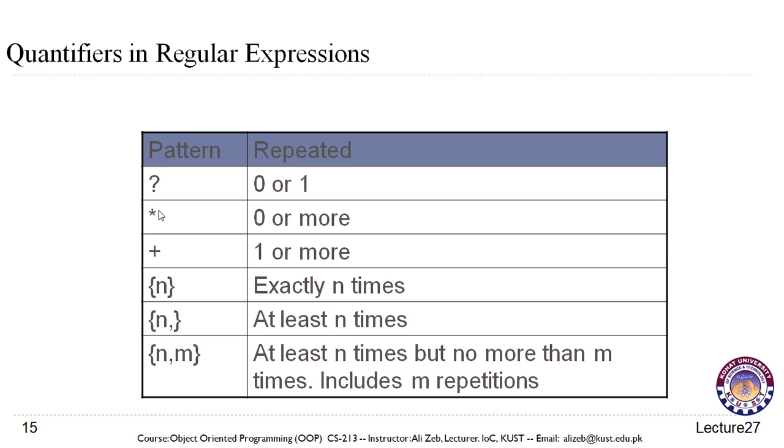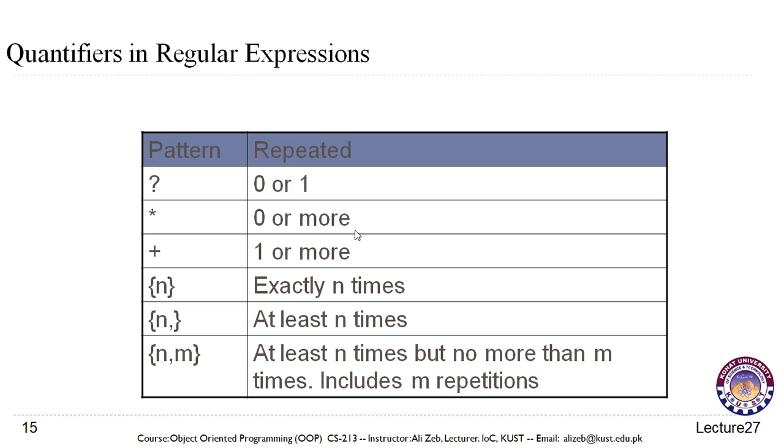We have quantifiers in regular expressions. For example, if an expression is followed by the question mark, then there might be exactly 0 or exactly 1 occurrence of that expression at that position. We will not want more than one occurrence of that expression at that position. We can have 0 occurrences of that expression, or at most one occurrence of that expression at that position.